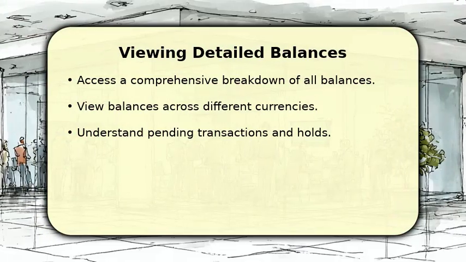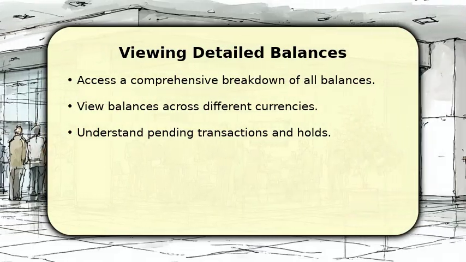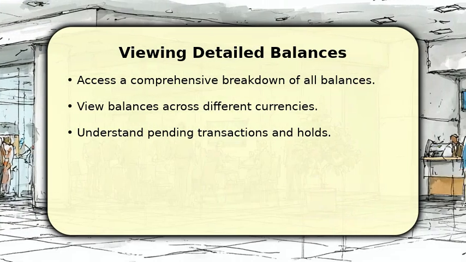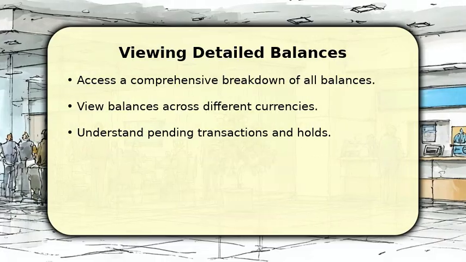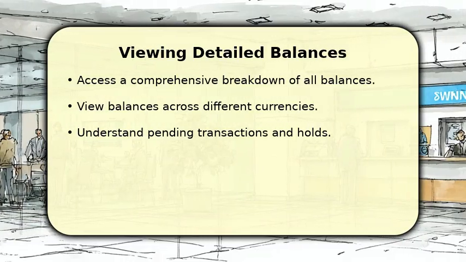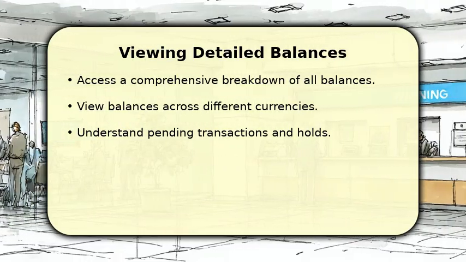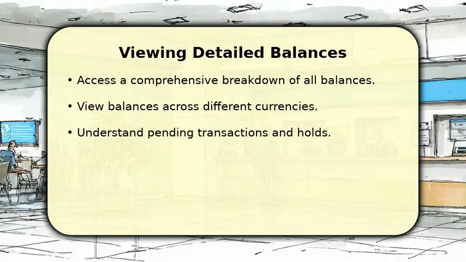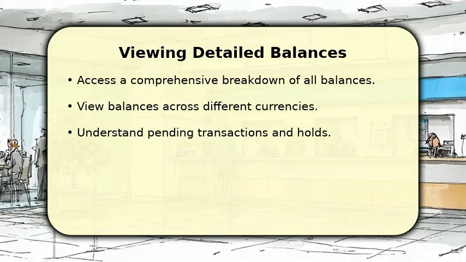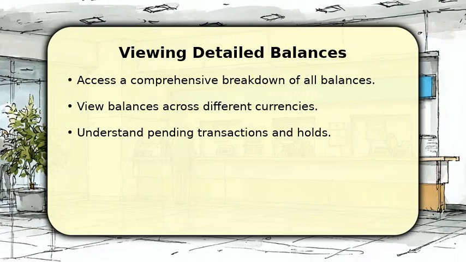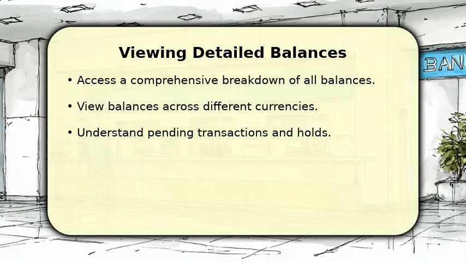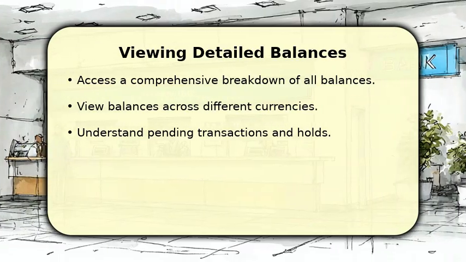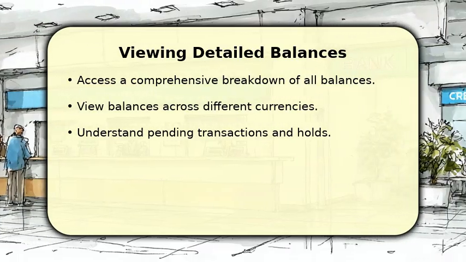For a more detailed look, you might need to click on the Wallet or Money tab, usually found in the top navigation bar. Here, you can see a complete breakdown of all your balances, especially if you hold funds in multiple currencies. This section also clarifies any pending transactions or funds that might be on hold, giving you a precise understanding of your available balance. It's crucial to differentiate between your total balance and your immediately available funds.